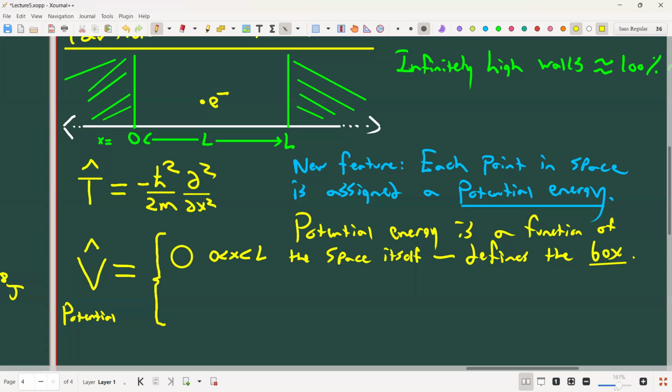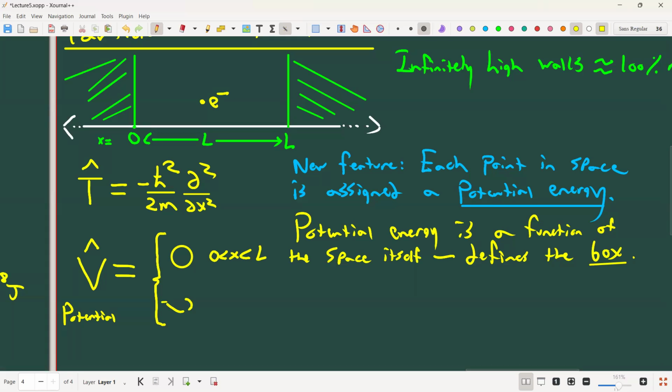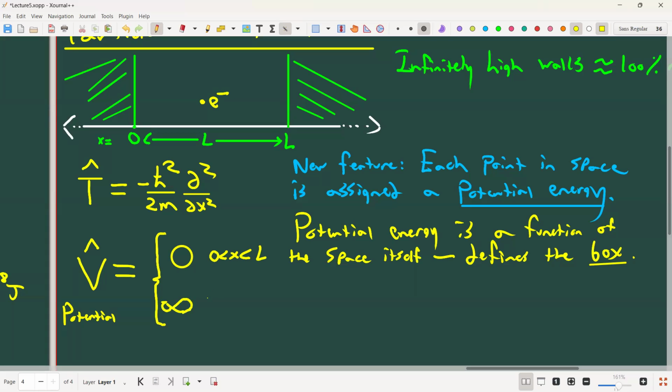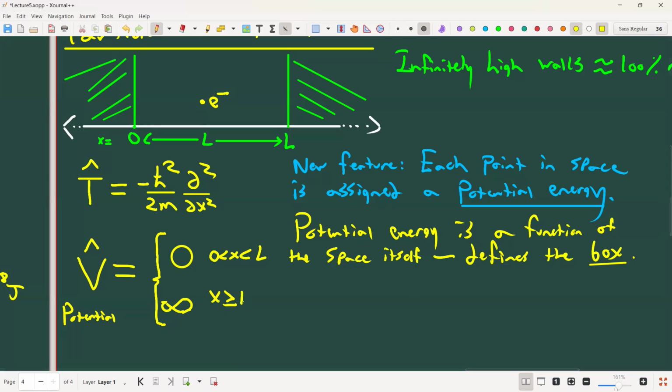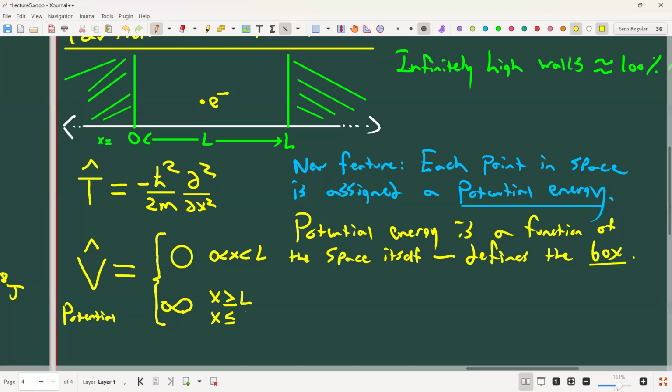And then we want to create the box so that it's inescapable. Right? So we want to give it an infinitely large penalty to be outside the box, right? So let's just set the rest of the potential to be infinity. Oh, sorry, let me not write that. That's not how this works. So it's infinity if x is greater than or equal to L, or x is less than or equal to 0. So there's no penalty to be in the box. There's an infinite penalty to be out of the box.